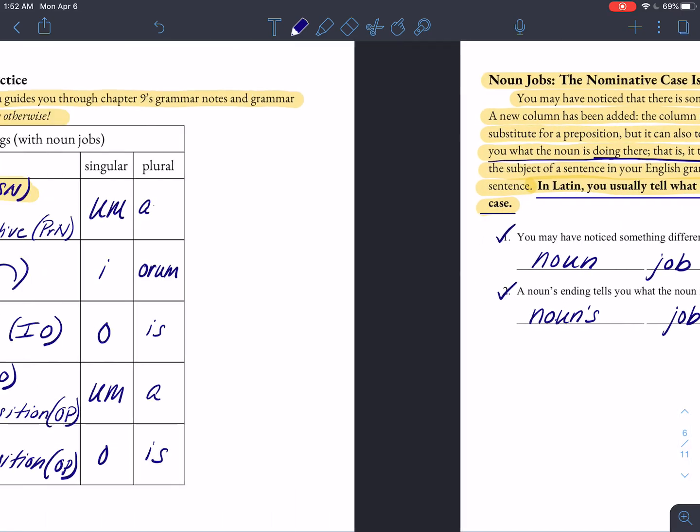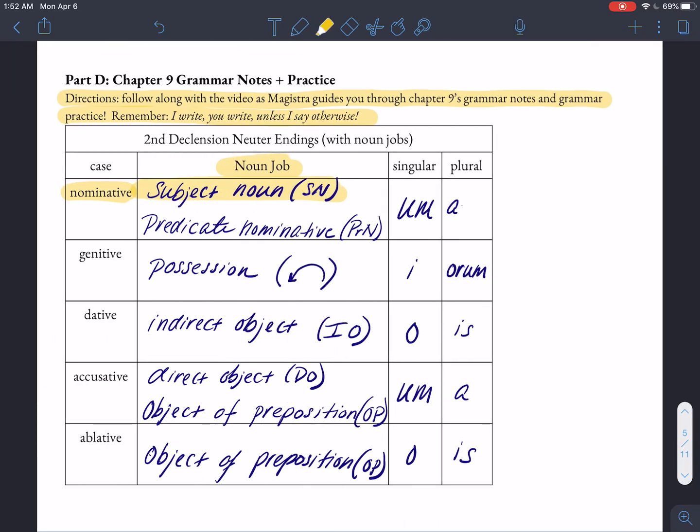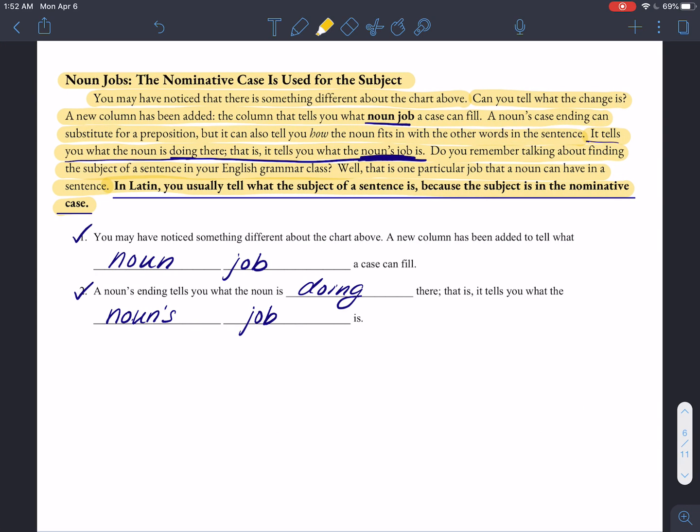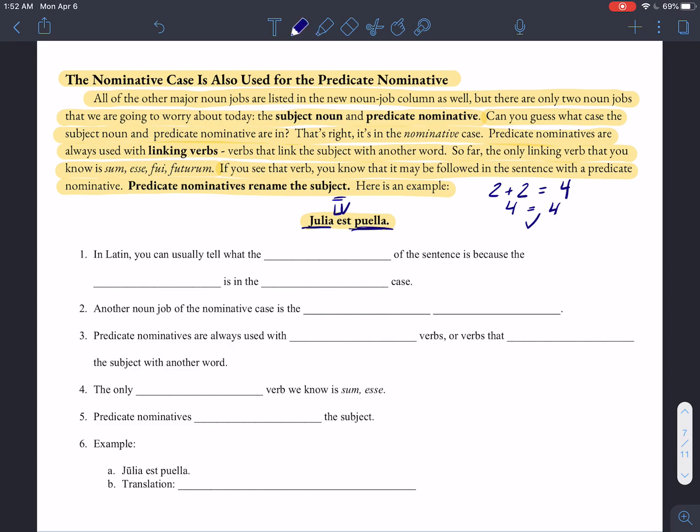Now let's go back to our chart for a minute. The 2 nominative noun jobs are subject noun or predicate nominative. So that's 2 noun jobs a nominative can have. One of them, Julia, is our subject noun, and it's linking up with puella, which is your predicate nominative. So let me ask you a question. Julia and girl, are they describing the same person?